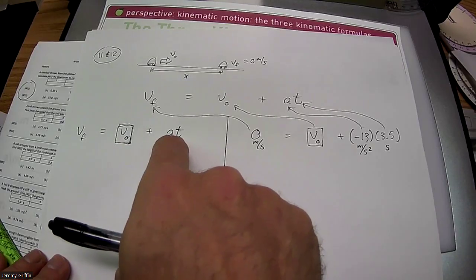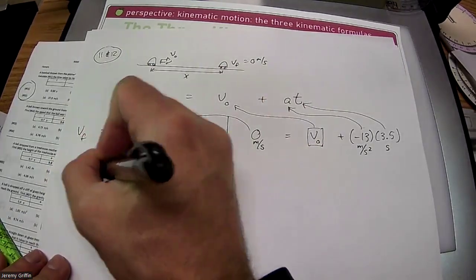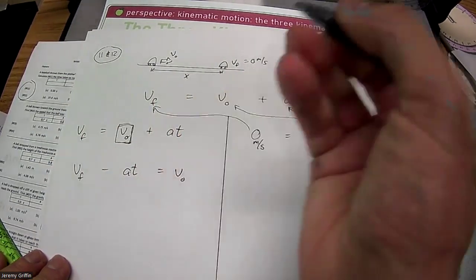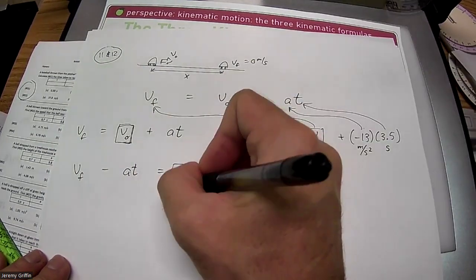All I have to do is very simply subtract over the at. So final velocity minus acceleration times time. That's how fast the car was going. And that could be the answer there. Okay. Isolate the v0.